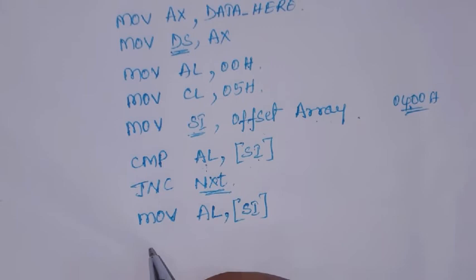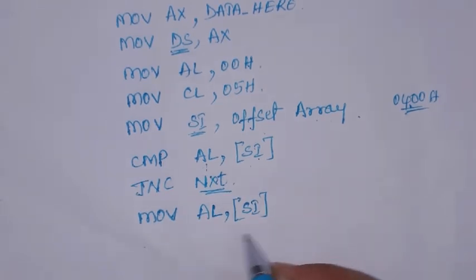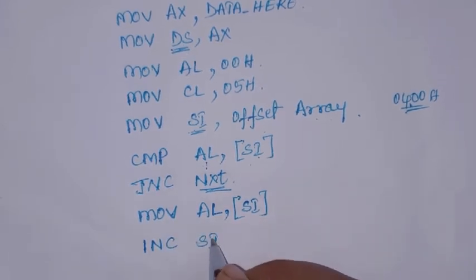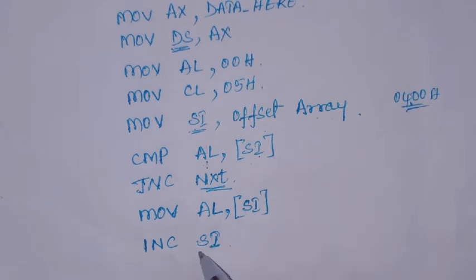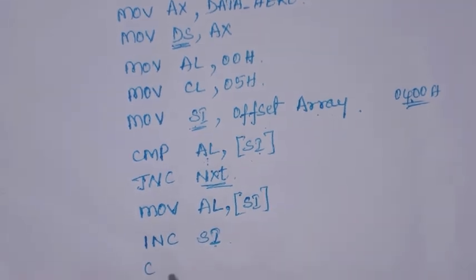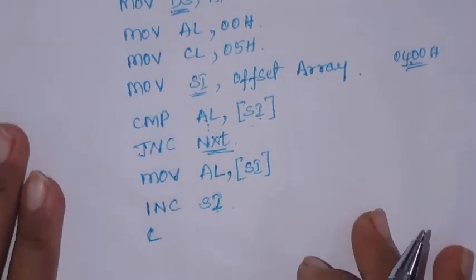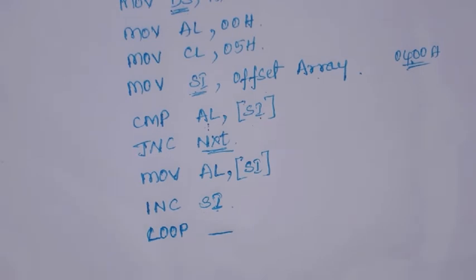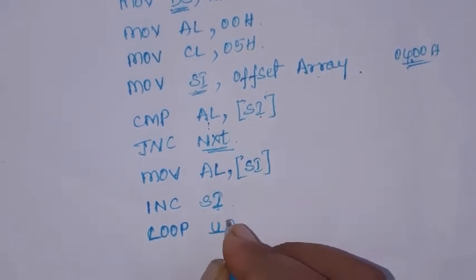Now the count is to be decremented. Before that we need to increment SI, so that it now points to the next element, since one element comparison and transfer is over. So increment SI, then decrement count. Instead of that we can directly use the loop instruction. With the loop instruction, the contents of the CX register will be decremented by 1, and if it is not equal to 0, then it will transfer the execution to the label specified here.